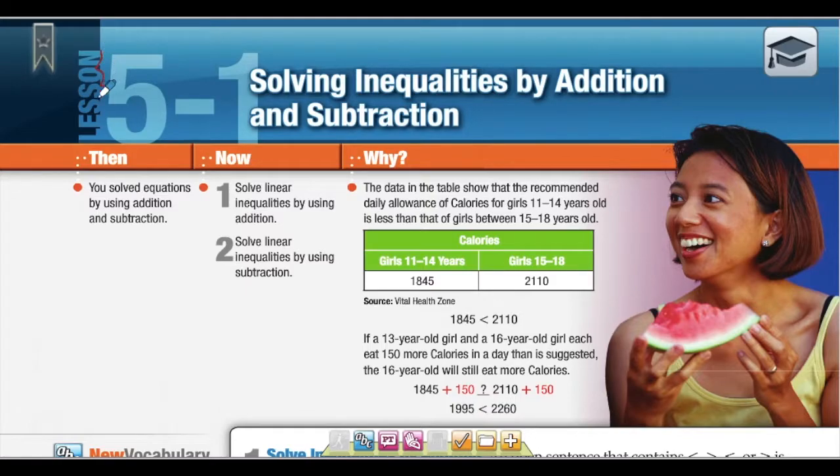In Lesson 5.1, you're going to be solving inequalities by addition and subtraction. If you recall, you have solved equations in the past, and equations have equal signs. Actually, part of the word equal is in the word equations. But in this lesson, you're going to be solving inequalities, and that involves problems with greater than or equal to, greater than, less than or equal to, and less than. Those are the inequality signs. And so you're going to be solving linear inequalities by addition and solving linear inequalities by subtraction.